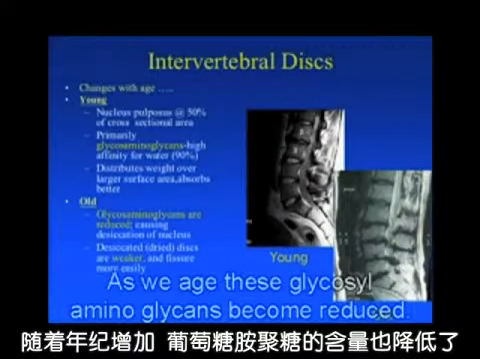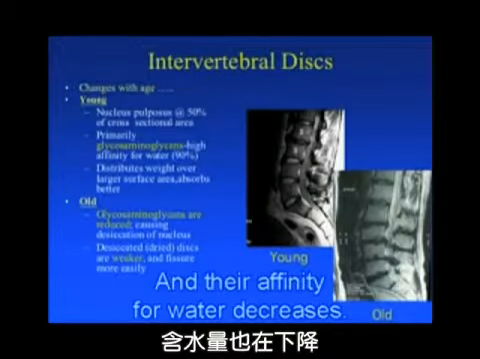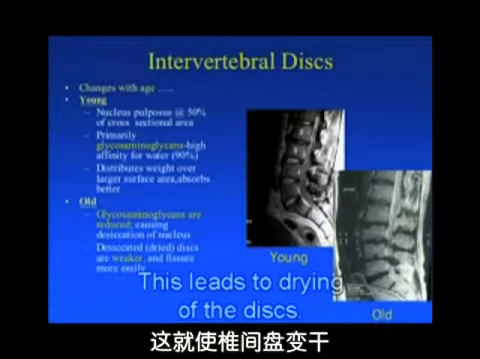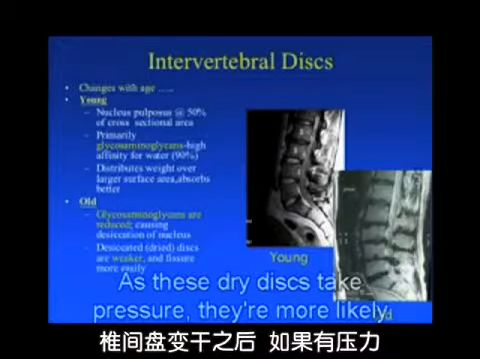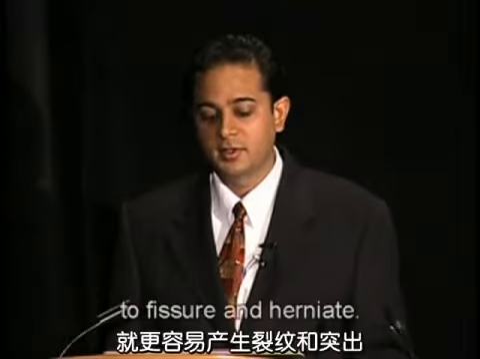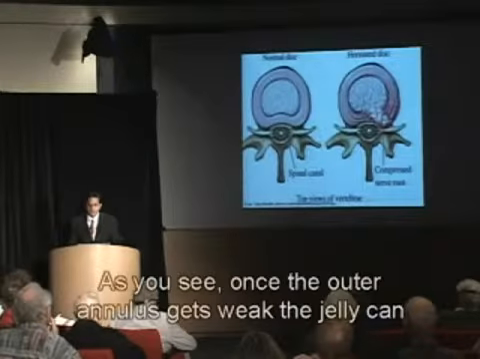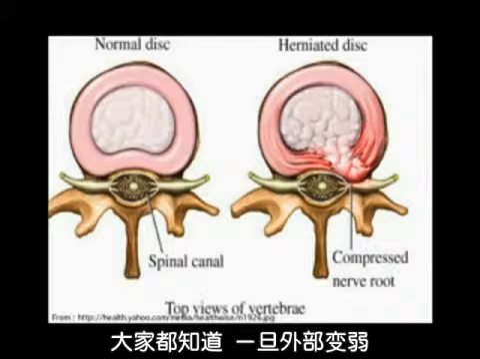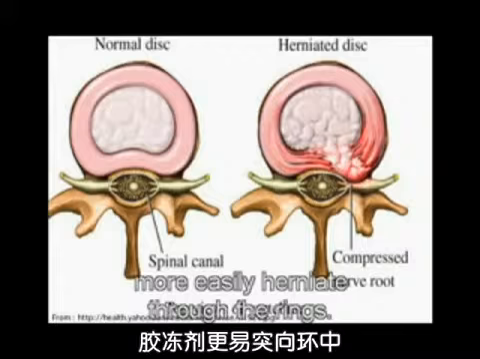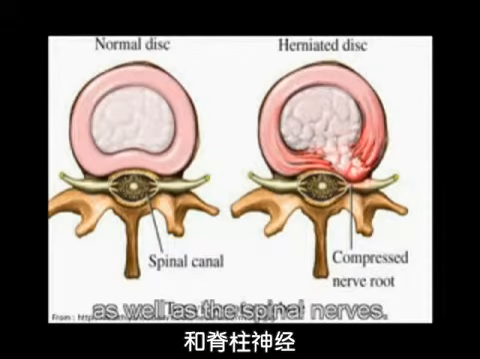As we age, these glycosaminoglycans become reduced, and their affinity for water decreases. This leads to drying of the discs. As these dry discs take pressure, they're more likely to fissure and herniate. As you see, once the outer annulus gets weak, the jelly can more easily herniate through the rings and then irritate the spinal canal as well as the spinal nerves.